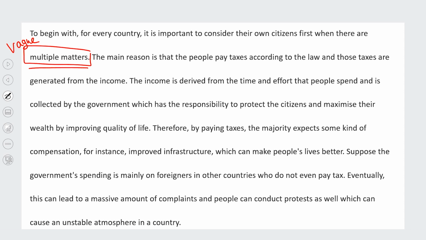The main reason is that the people pay taxes according to the law, and those taxes are generated from the income. My issue here is with his determiners. When he says "the people," my question is, whose people? He needs to be specific. The main reason is that their people, the people of this country that he's talking about, their own citizens, pay taxes, and those taxes are generated from the income. Again, whose income? From their income. Or you could also say from their citizens instead of people if you wanted to paraphrase more, or their population.